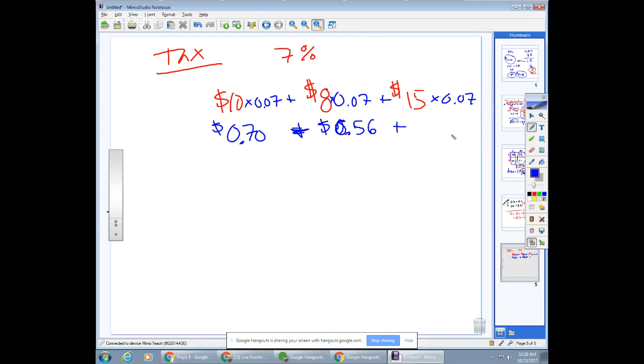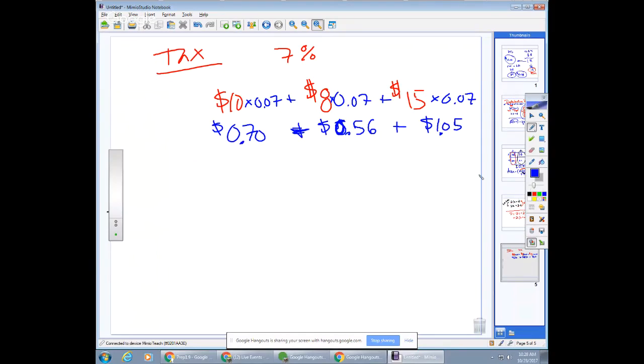And then let's see, that would be $1.05. I need a calculator. 95? Well, the first one is. Let's see, 70 and 35 is 105. So I think that's going to be $1.05. I could be wrong, so somebody better check that for me.